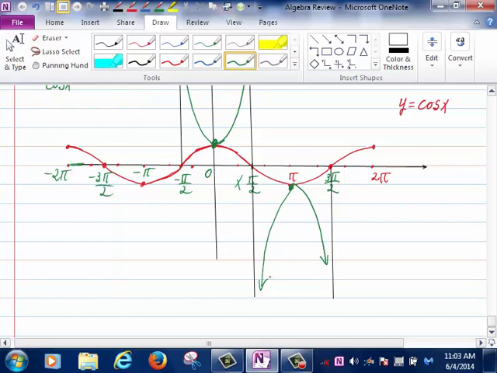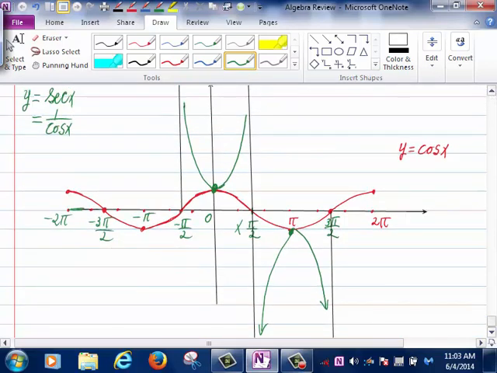Yeah, so what I'm saying here, first of all, when x is close to pi over 2, cosine is close to 0. So 1 over cosine will be big, because you're dividing 1 by a very small number. Same thing happens here. When x is close to negative pi over 2, on the right side of negative pi over 2, cosine x is close to 0, so 1 over cosine would be big. And similarly, same thing is happening here.